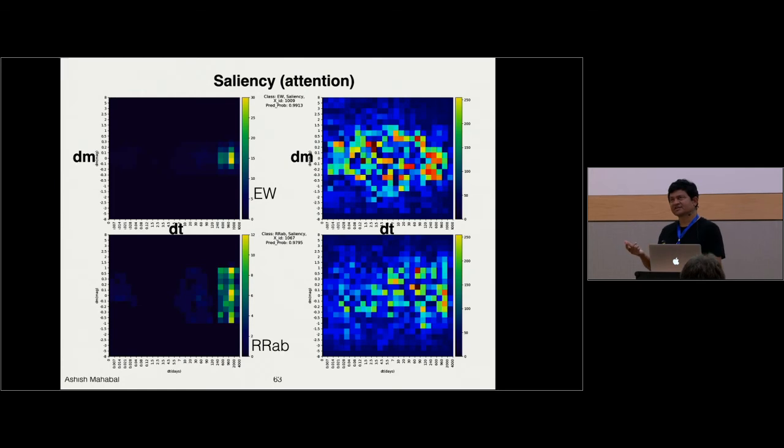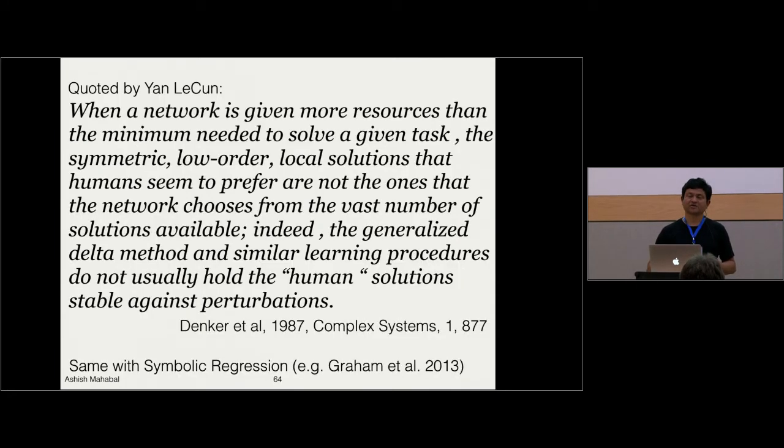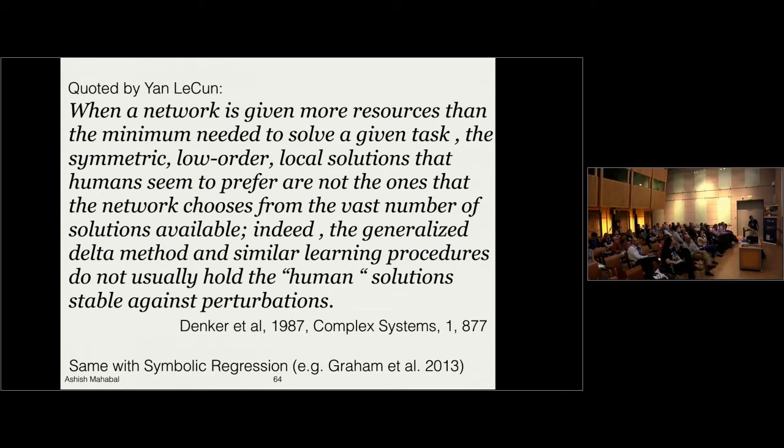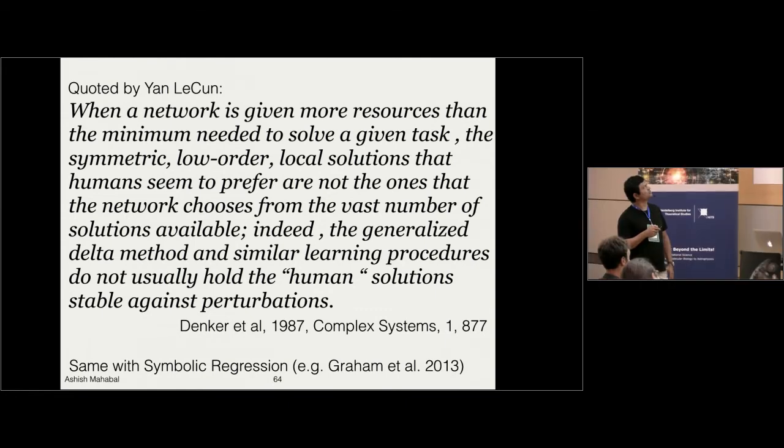But then there is a set of people, some very influential people, who are saying exactly the opposite. And this is a quote that Yann LeCun has invoked more than once, from a 1987 paper, which reads: when a network is given more resources than the minimum needed to solve a given task, the symmetric low-order local solutions that humans seem to prefer are not the ones that the network chooses from the vast number of solutions available. Indeed, the generalized delta method and similar learning procedures do not usually hold the human solutions stable against perturbations.